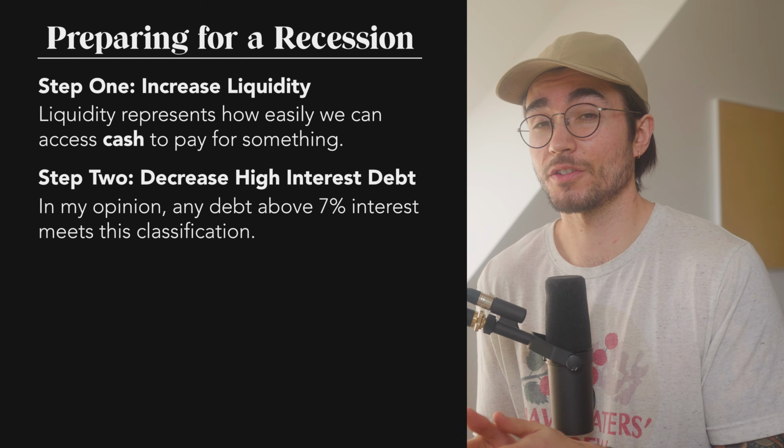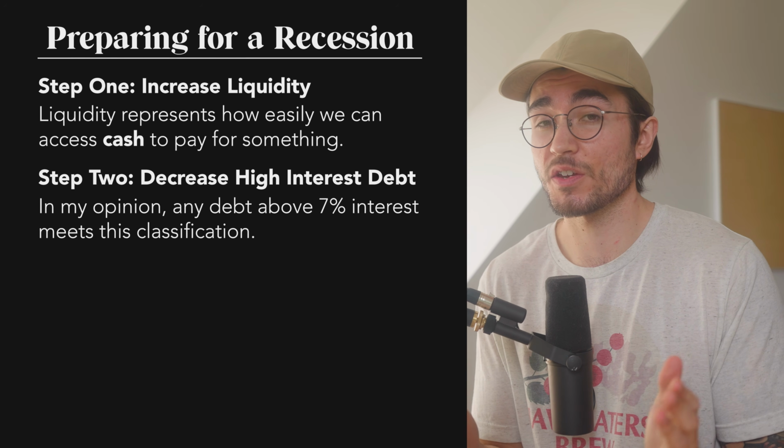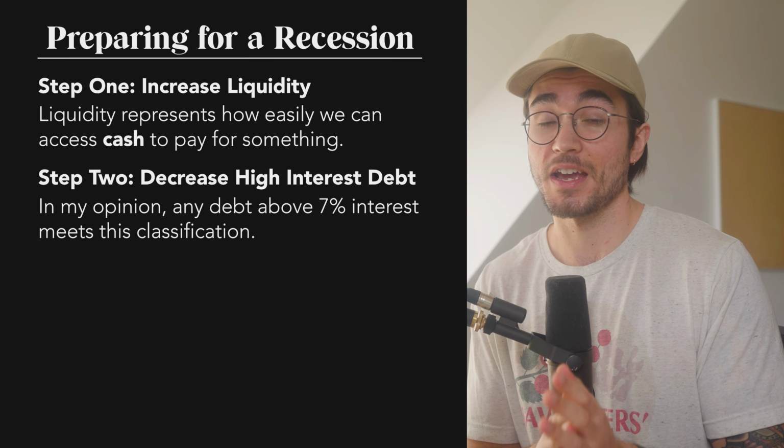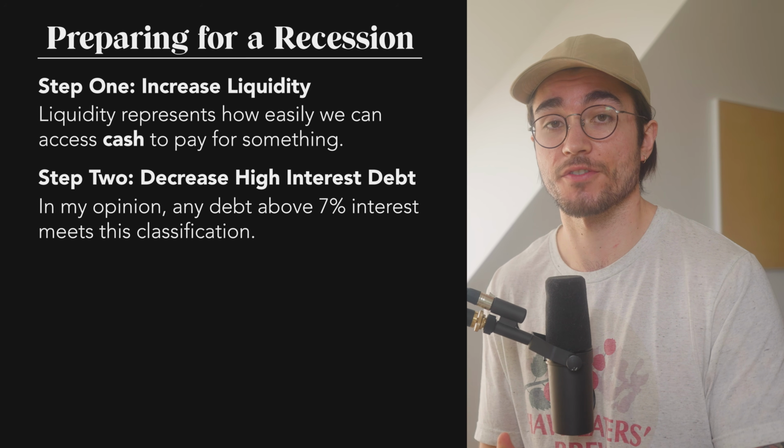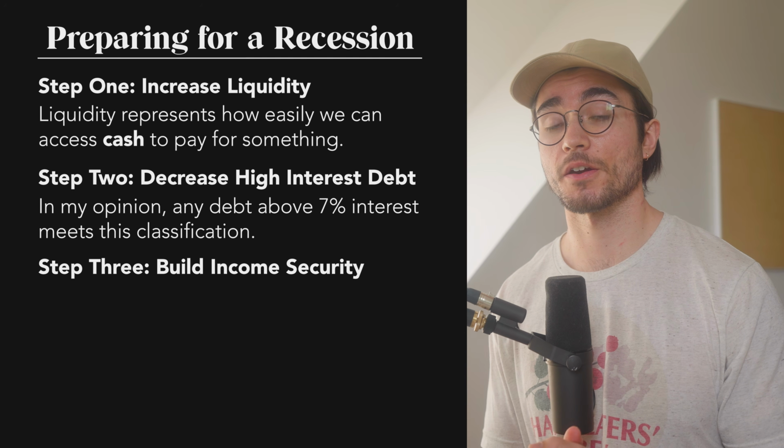So personally, I would take a look at any debt that I have, and then anything with an interest rate over 7%, I would be making a plan to figure out how I'm going to be paying that off sooner rather than later. Step 3, build income security.